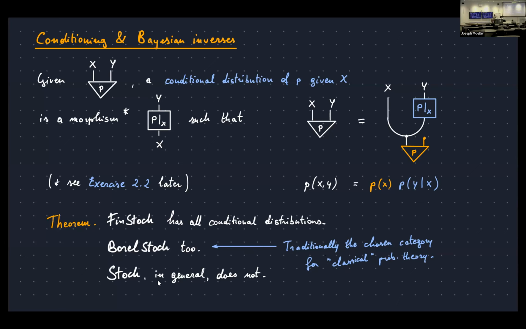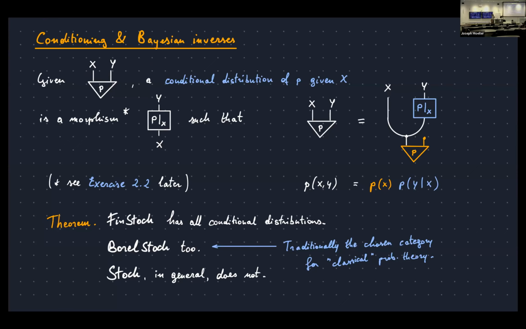In general Stoch, this might fail to exist, okay? You can still talk about conditional probabilities using conditional expectations, but they don't assemble nicely into an entire morphism or kernel. So basically, you can still talk about this inference process this way, but it doesn't become a morphism, like here. But in BorelStoch, it does.